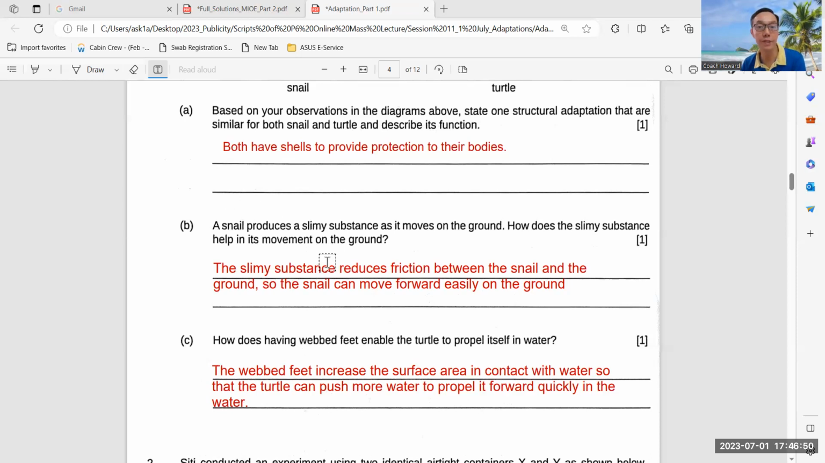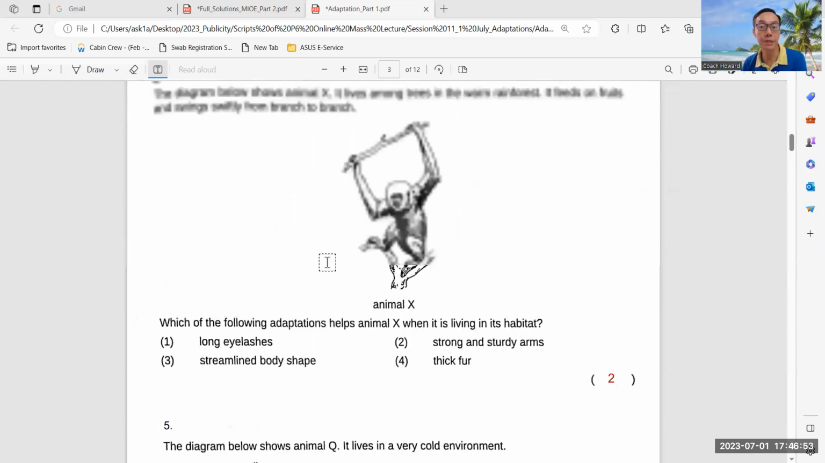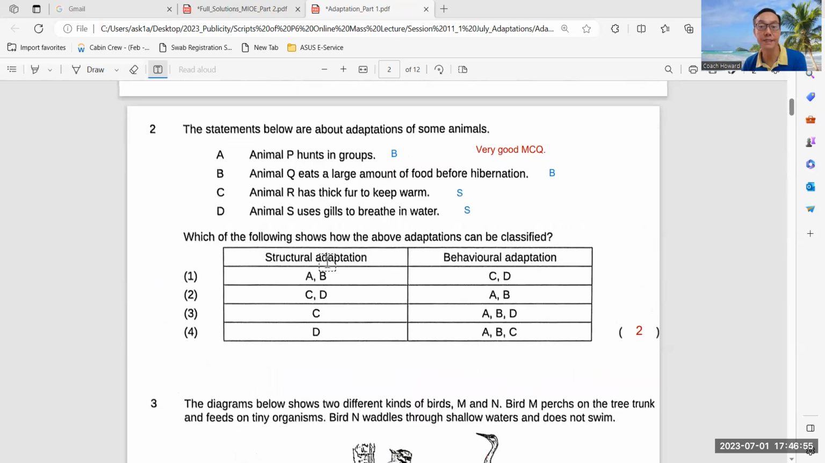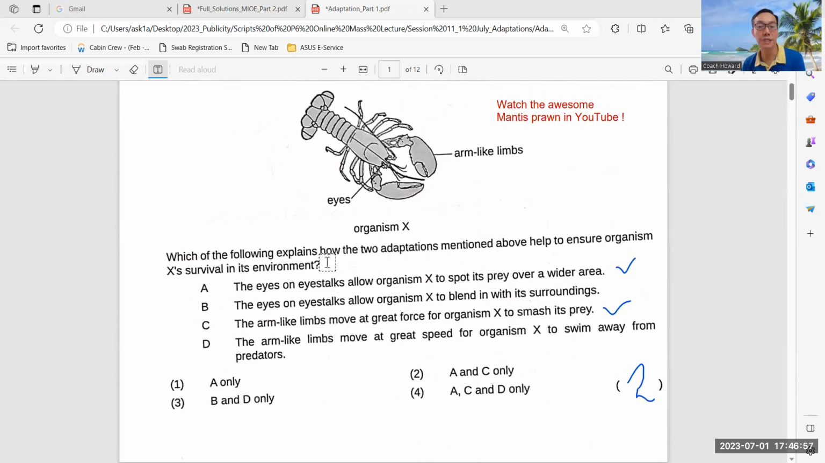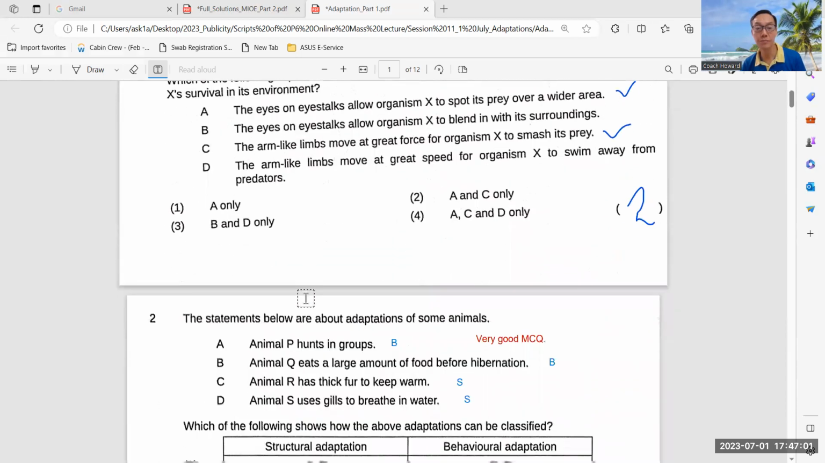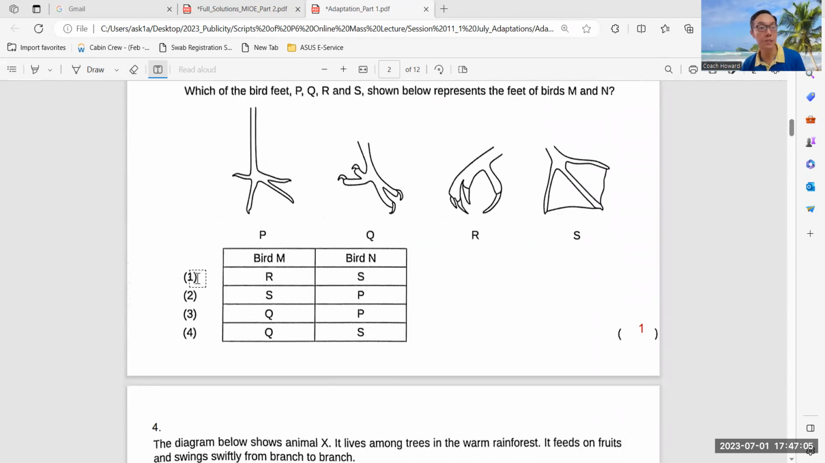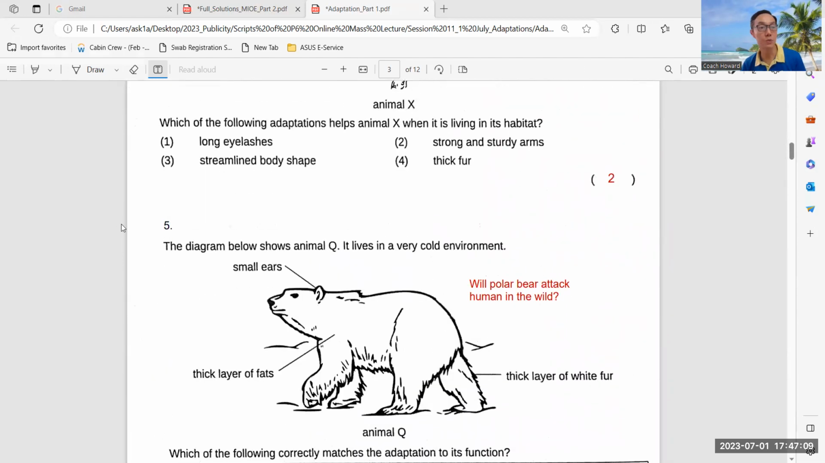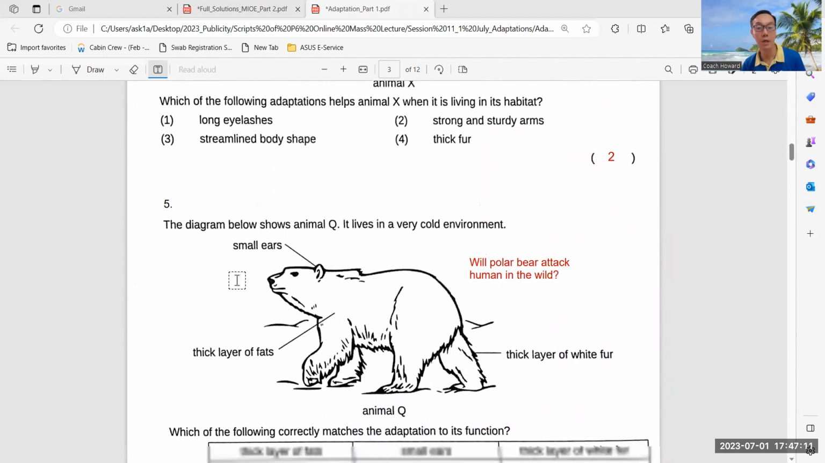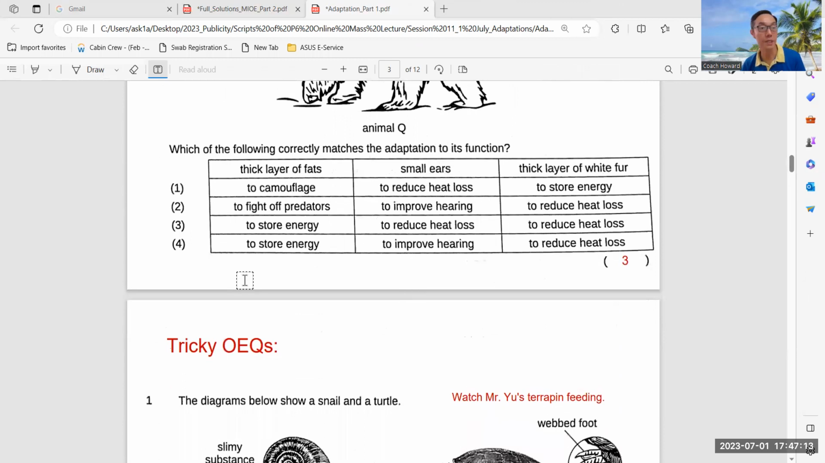Okay, so I send forward this. For some students who request MCQ answers, you can see here. The first question is 2. Second question is 2. Third question is 1. Fourth question is 2. And the last question is 3. 2, 2, 1, 2, 3.